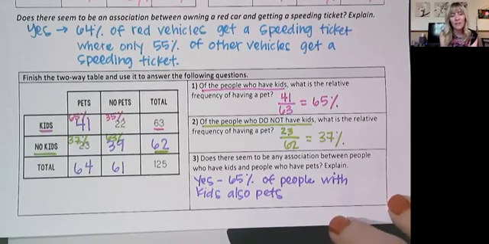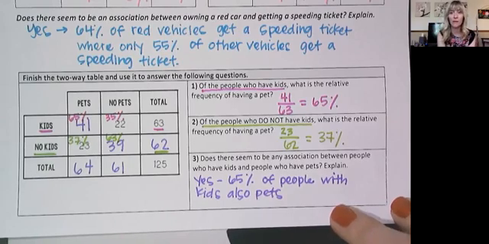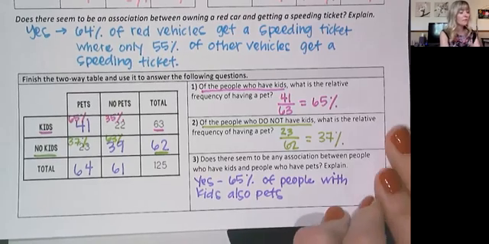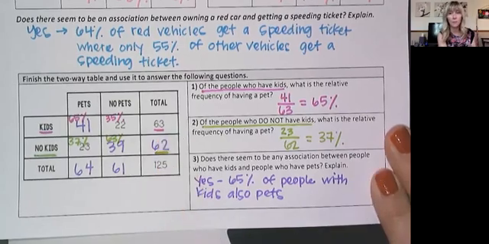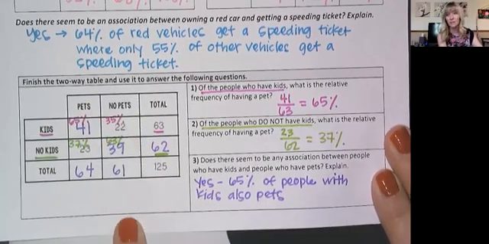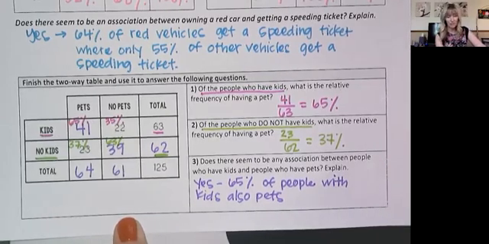So if you have any questions, please let me know. The hardest part about this is making sure you're using the right total. If it says of the people who have kids, go across the row. If it said of the people who don't have pets, go across the column. That would be out of 61. So focus on getting the correct total first, and then you'll be fine.